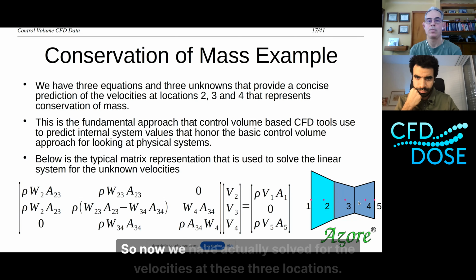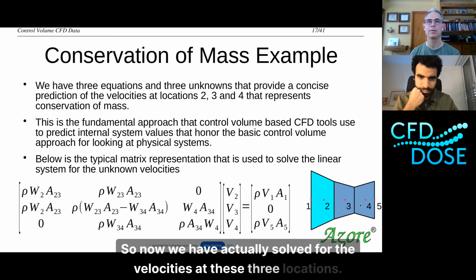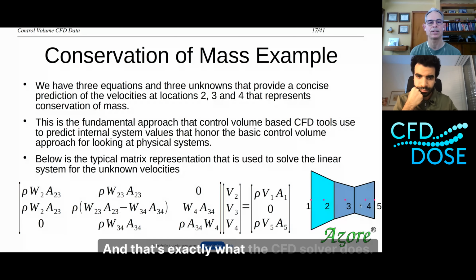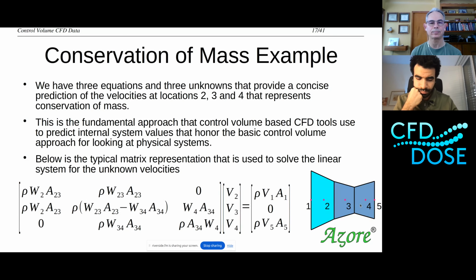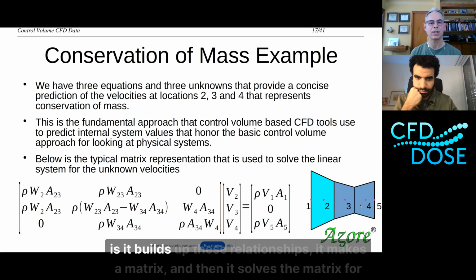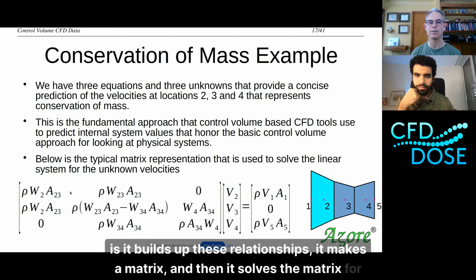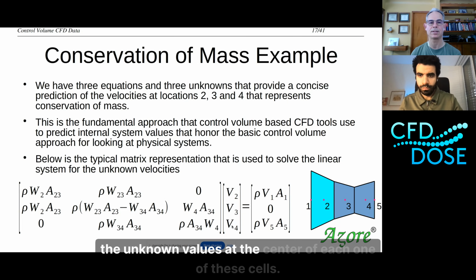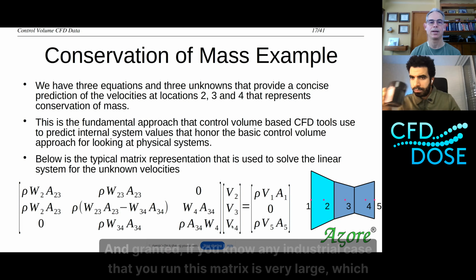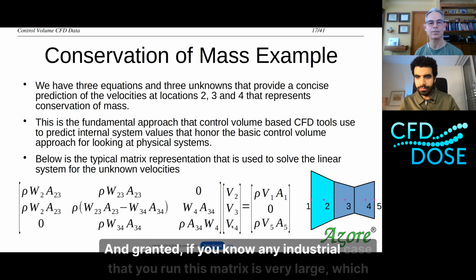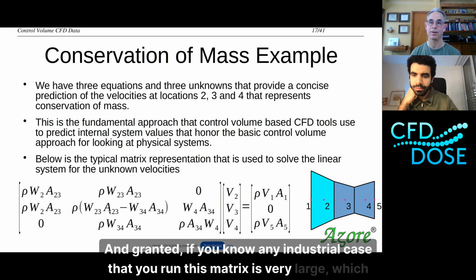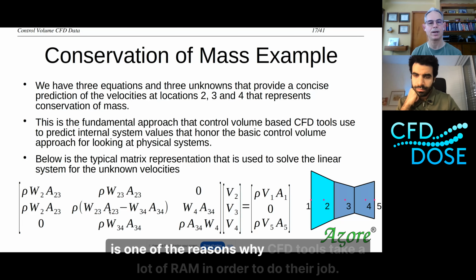So now we have actually solved for the velocities at these 3 locations, and that's exactly what the CFD solver does. It builds up these relationships, it makes a matrix, and then it solves the matrix for the unknown values at the center of each one of these cells. And granted, in any industrial case that you run, this matrix is very large, which is one of the reasons why CFD tools take a lot of RAM in order to do their job.